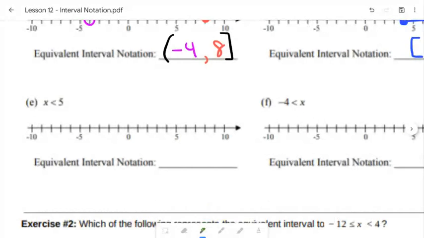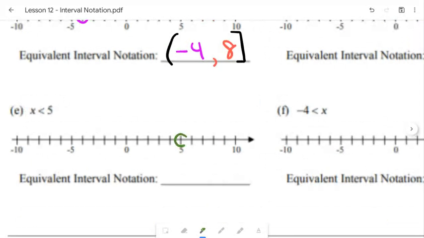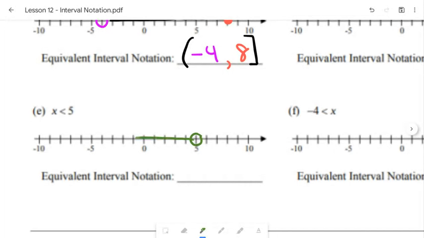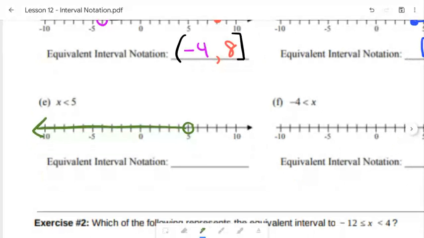Next one here, x is less than 5. So we get an open circle at 5. Anything less than this single inequality is included. So I go to the left and shade in. Now, the arrow is to the left. So the smallest is some number I don't know. It's going to be negative infinity because it goes on and on forever, but towards the negatives of my number line. So we know it's negative infinity.